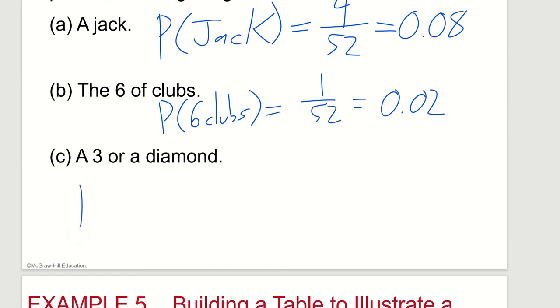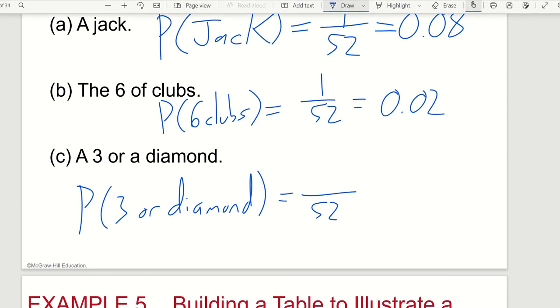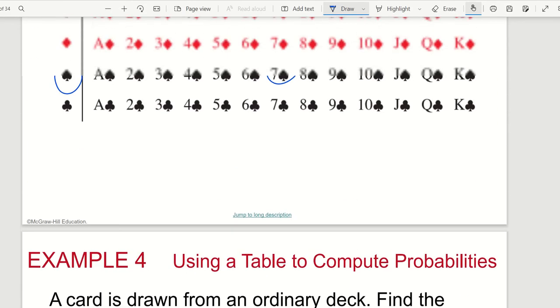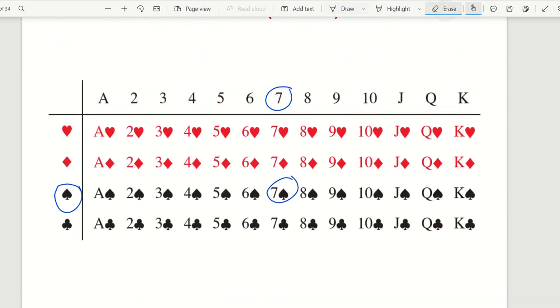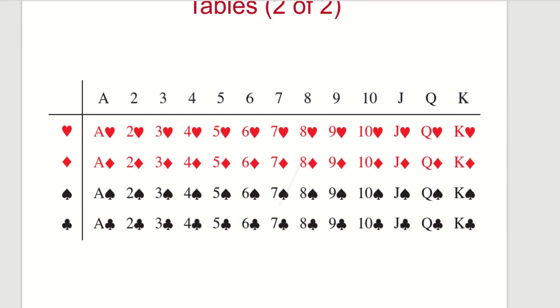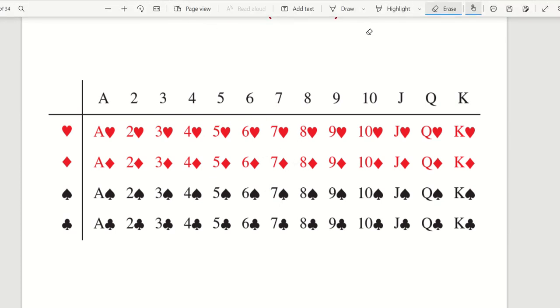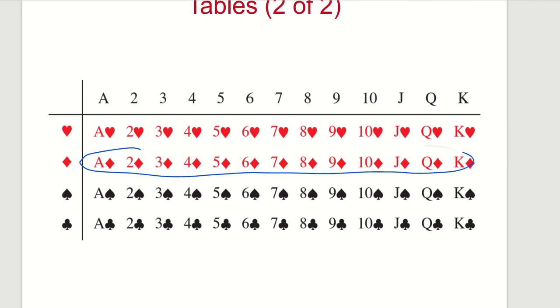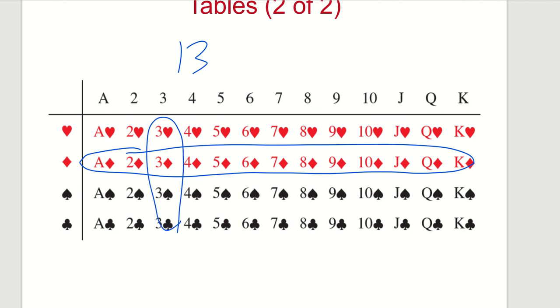And then for the last one, we want to calculate the probability of either getting a 3 or a diamond. So let's go back to our chart. We want either a 3 or a diamond, and here you've got to be a little bit careful. If I look at all of my diamond cards, all of the diamond cards would be right here, and there's 13 of those. There are also 4 3s.